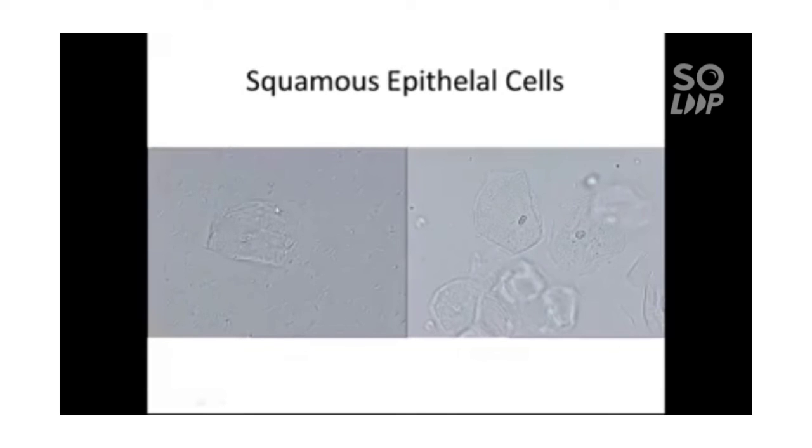So here's what a squamous epithelial cell looks like, very rigid in edge. You will see a nucleus. They don't have really any defined shape, so to speak. They can all be a little bit different.